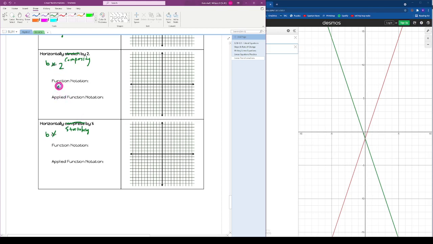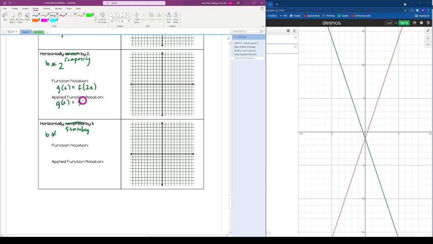Our function notation will be g of x equals f of, and remember b and x go together in the parentheses, so this will be 2x. And this will cause a horizontal compression because the line's going to get steeper. So g of x equals f of, and then, not f of, sorry. We're going to replace all of our x's with 2x's.